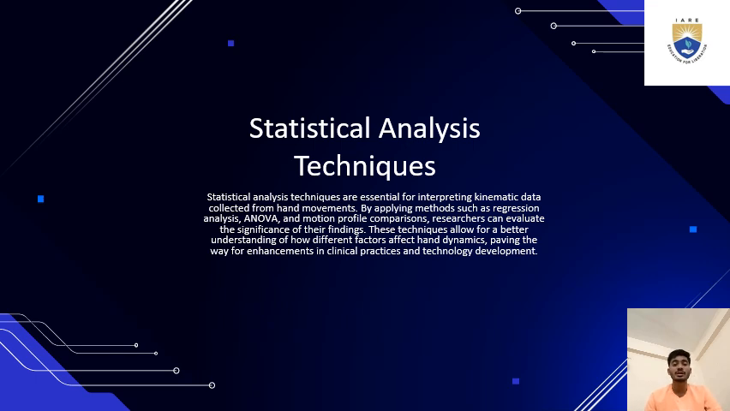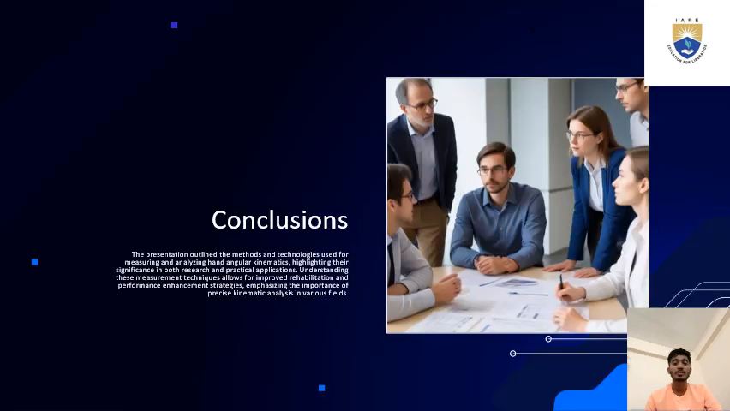Statistical analysis techniques. Statistical analysis techniques are essential for interpreting kinematic data collected from hand movements. By applying methods such as regression analysis, ANOVA, and motion profile comparisons, researchers can evaluate the significance of their findings. These techniques allow for a better understanding of how different factors affect hand dynamics, paving the way for enhancements in clinical practices and technology development.